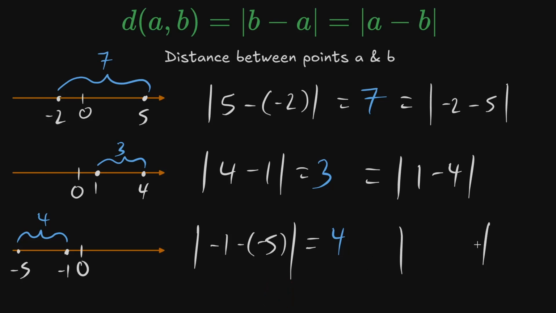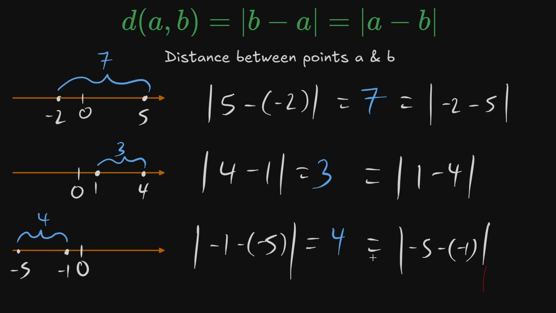Let's do the reverse here. So we're going to have negative 5 minus negative 1. What's this? This is the same as negative 5 plus 1. So that's going to be a negative 4. Taking the absolute value of negative 4 gives us positive 4.